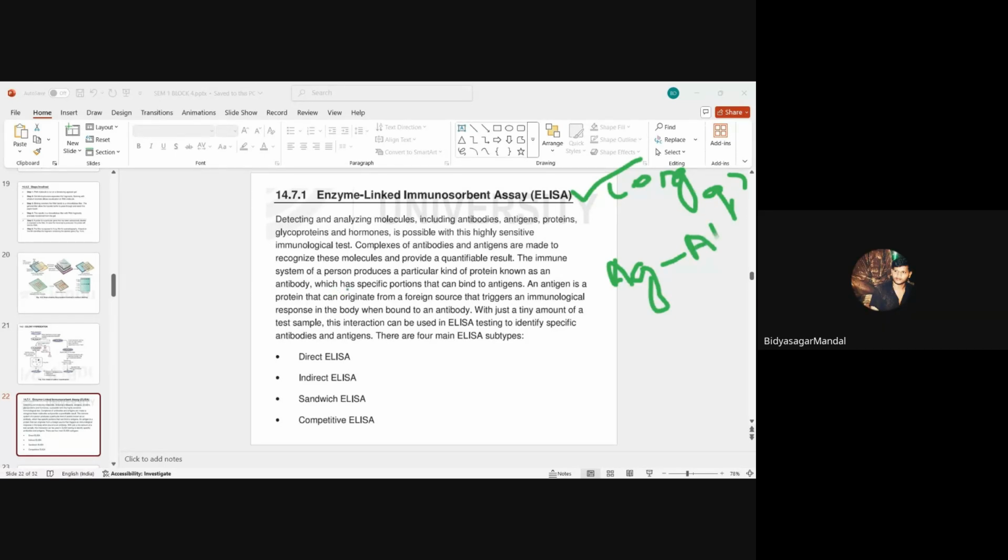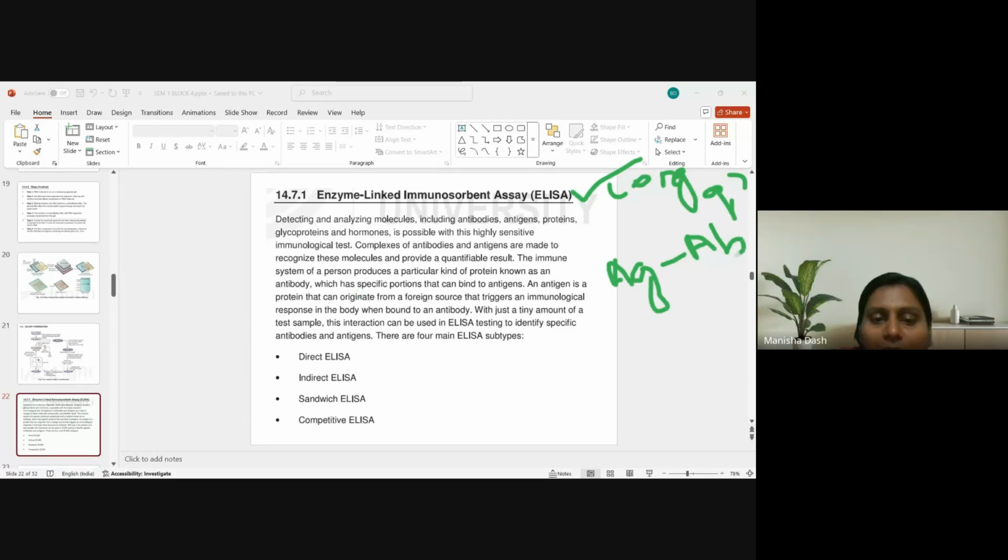Yes, ma'am. So antigen is actually any foreign substance, like a virus or bacteria, or a protein or lipopolysaccharide on the membrane, anything that can trigger an immune response is known as an antigen.